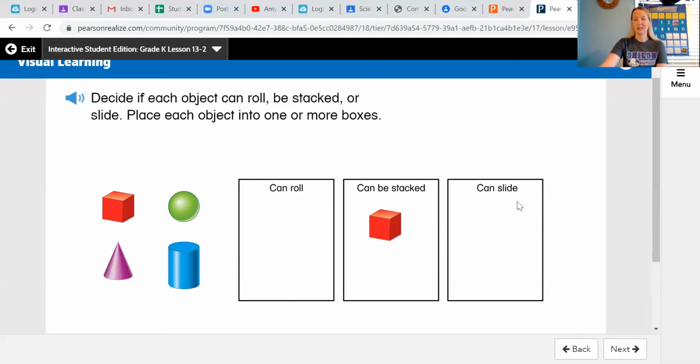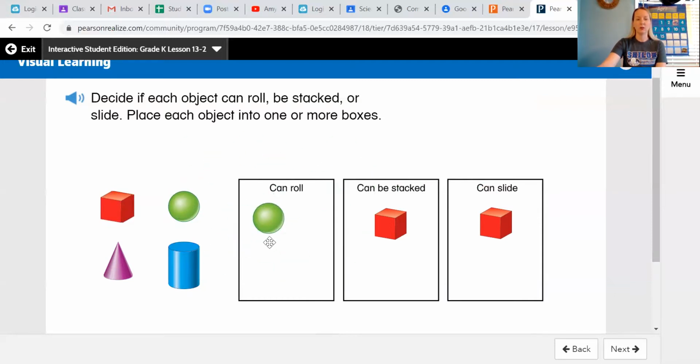And this last one says can slide. Remember, it can slide if it has a flat edge. So if a cube can be stacked because it has a flat edge, can it also slide? Yes, it sure can. Let's put that right there. All right, but can it roll? Let's try. They let us put it there, but we're going to take it back out. It cannot roll.